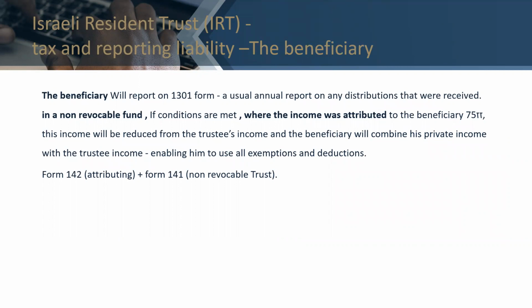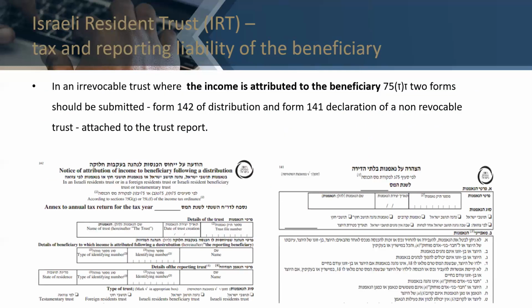Okay, now we're moving forward to the beneficiary. The beneficiary will report any income on his usual tax report, but in an irrevocable trust, if conditions are met where the income was attributed to the beneficiary, this income will be reduced from the trustee's income, and the beneficiary will combine his private income with the trustee income, enabling him to use all exemptions and deductions. The form of attribution is 142, and the form of an irrevocable trust is form 141.